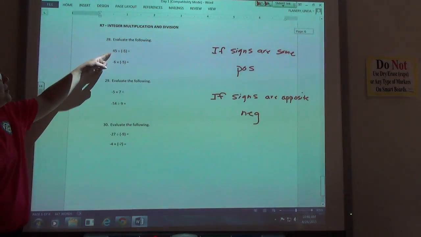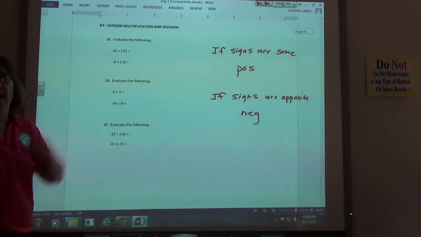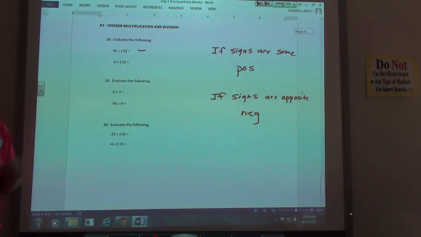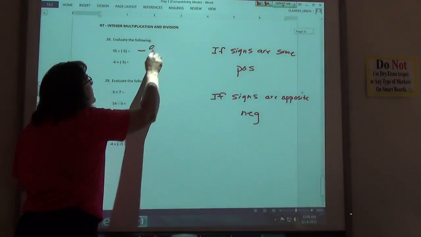So here I have positive 45 divided by negative 5. Positive divided by a negative is going to give me a negative, and then I divide. 45 divided by 5.